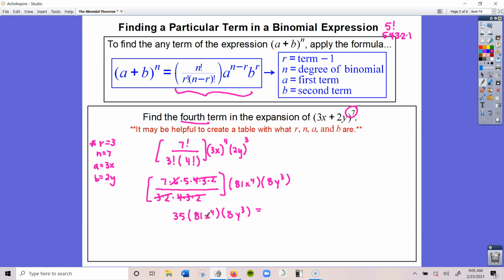35 times 81 times 8 gives me 22,680. And then our variables, x to the fourth, y to the third. And this would be the fourth term in that particular expansion. So instead of having to do the whole thing, you can just apply this formula. Let's try a couple more.